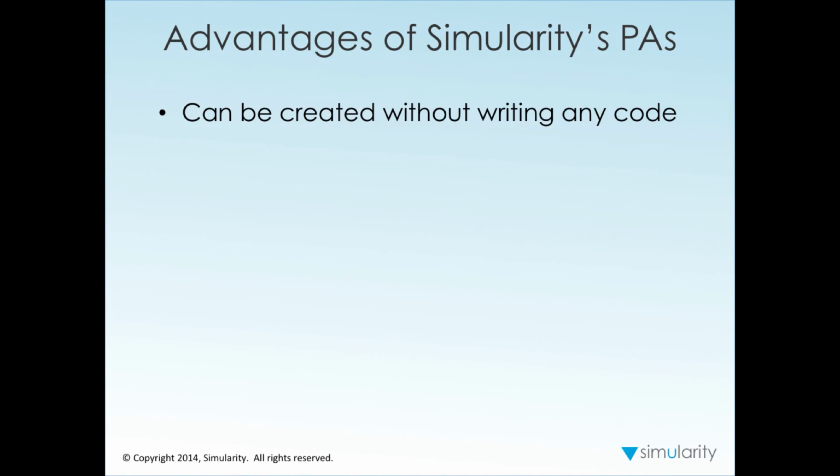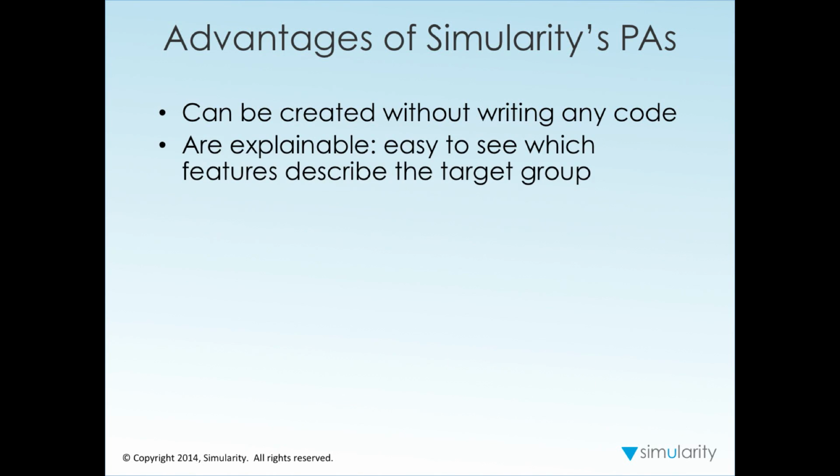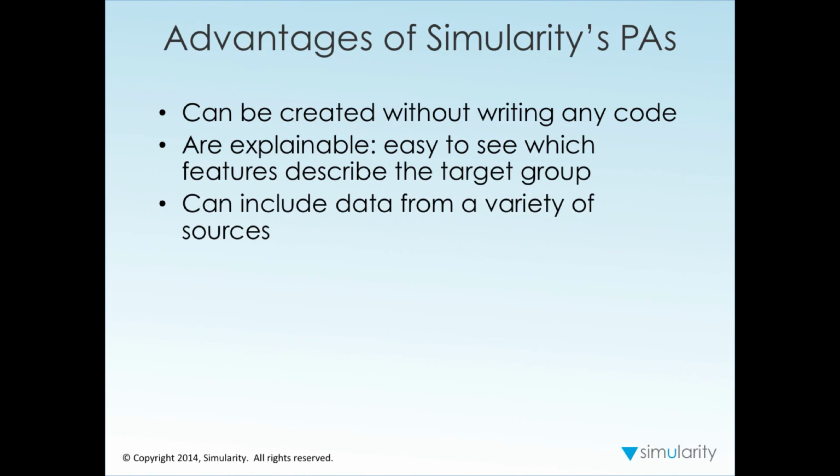Our predictive archetypes have a number of advantages. First, they can be created without writing any code. All of these can be created from a point-and-click user interface. They're explainable. It's easy to see which features describe the target group. If we're trying to convince somebody to take an action, like go and replace a power supply on a drive, you want to be able to explain why you think that power supply needs to be replaced.